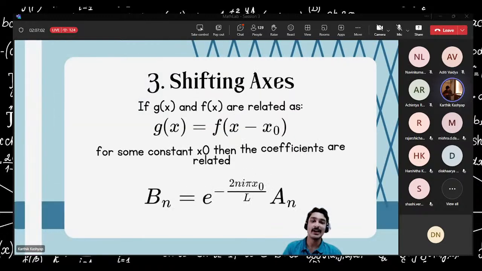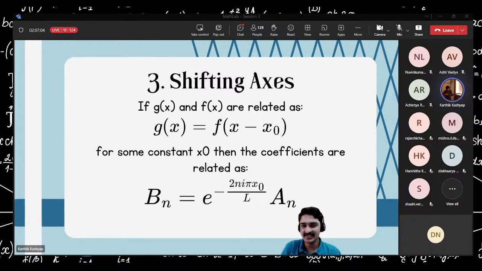Now let's say we have shifted the axis a little bit. Let's say g of x is f of x minus x naught. That is, we have shifted the function by some x naught, with which we get a constant out, that is e power minus 2n i pi x naught by l. Notice this is a constant and it is not x, it is x naught. So with this, we get bn is equal to an times e power minus 2n i pi x naught by l, just multiplied by a constant.